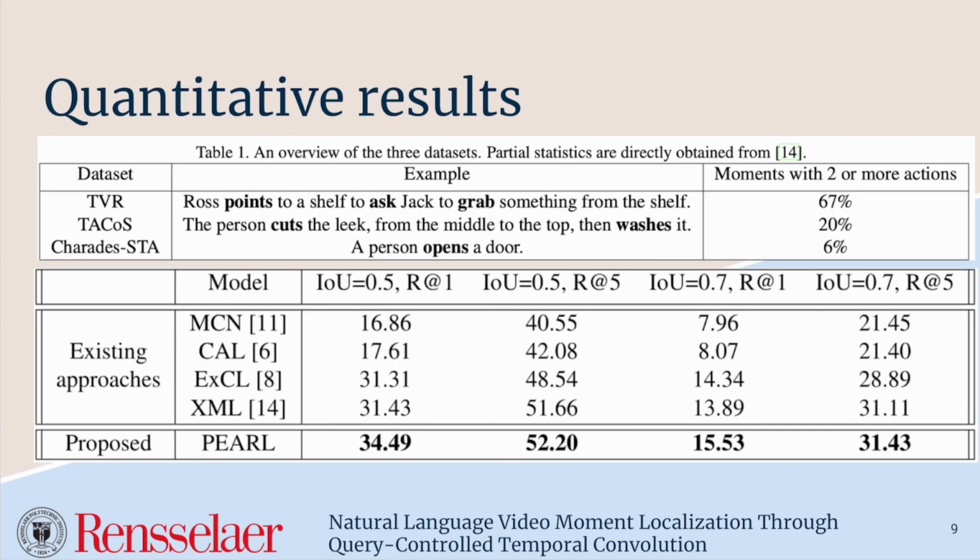Here we show the quantitative results on the TVR dataset. We claim that this one is the most challenging one, as 67% of the data contains moments with 2 or more actions. We can see that our model achieves higher ranking and mean IoU scores than existing approaches. More details on other datasets can be found in our paper.